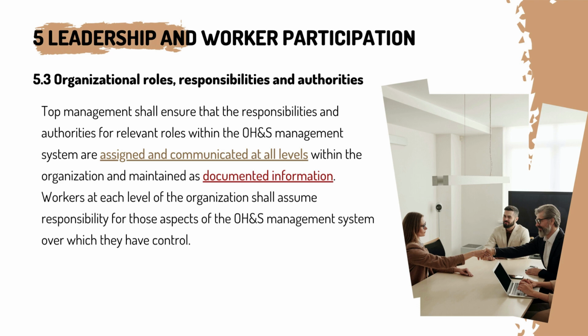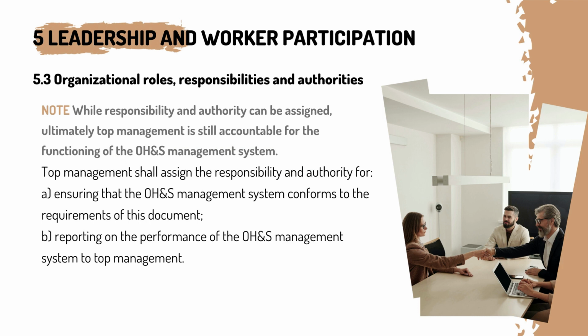Responsibilities may include applying OHS instructions, reporting incidents, participating in risk assessment or accident investigation or recording inspection checklists. Whereas authorities may include stopping work in case of danger. While responsibility and authority can be assigned, ultimately top management is still accountable for the functioning of OHS management system. Why these responsibilities and authorities shall be assigned.